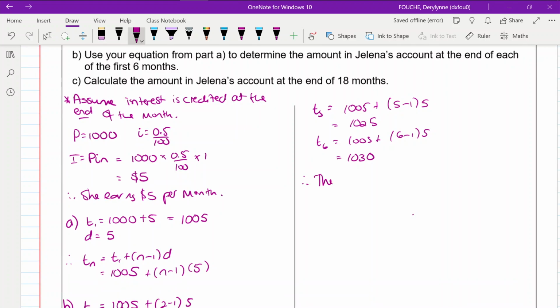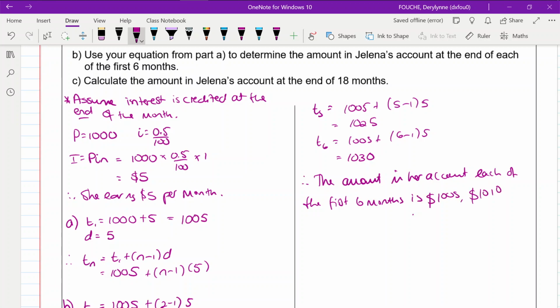So therefore, the amount in her account each of the first 6 months is $1,005, $1,010, $1,015, $1,020, $1,025, and $1,030.